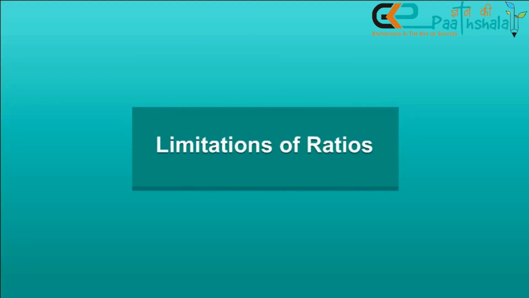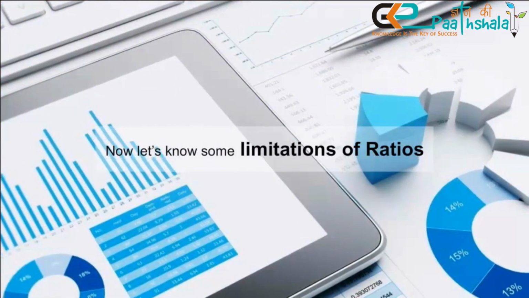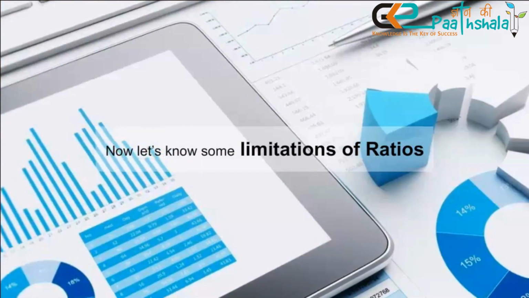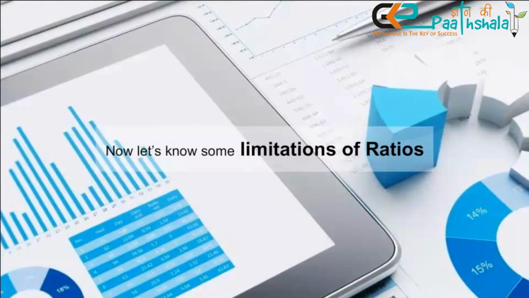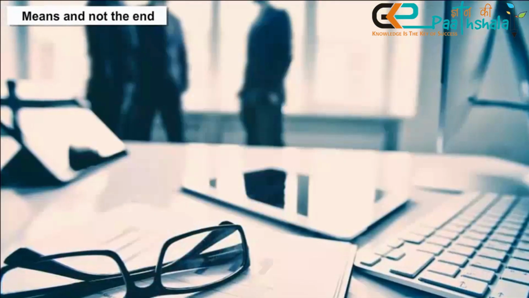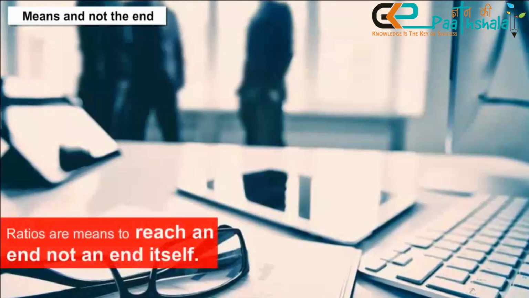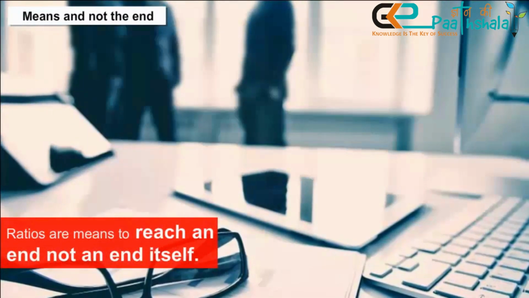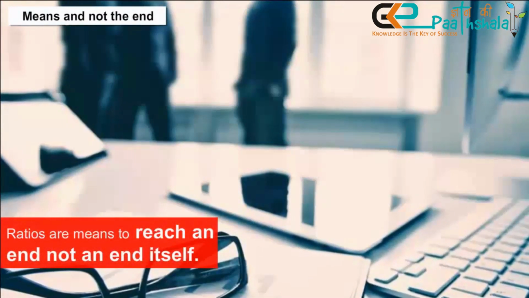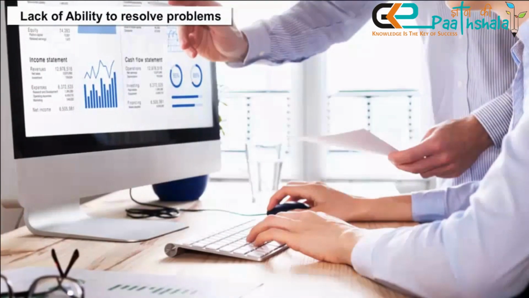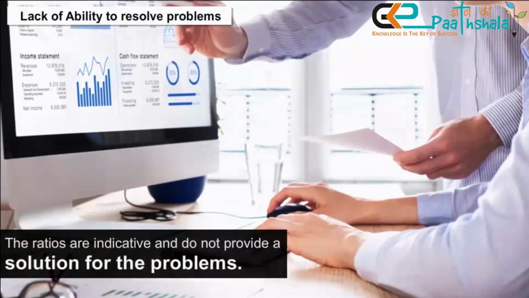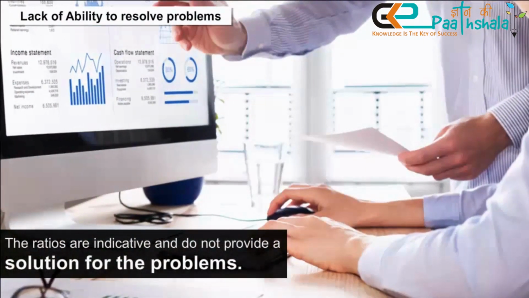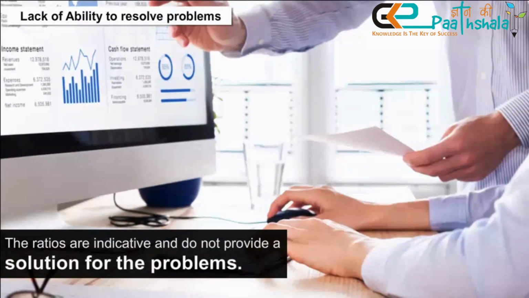Limitations of ratios. Now let's know some limitations of ratios. There are many limitations of ratios. Means and not the end: ratios are means to reach an end, not an end itself. Lack of ability to resolve problems: the ratios are indicative and do not provide a solution for the problems.